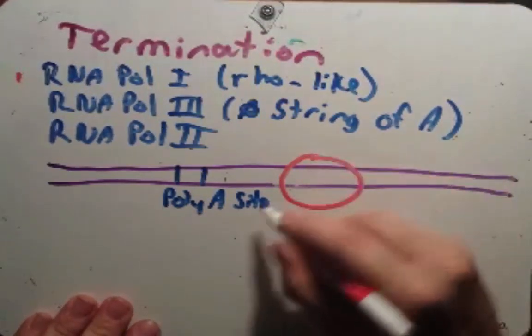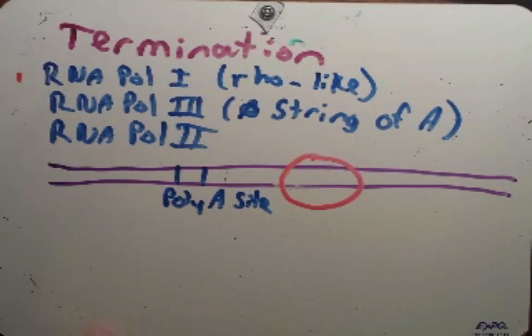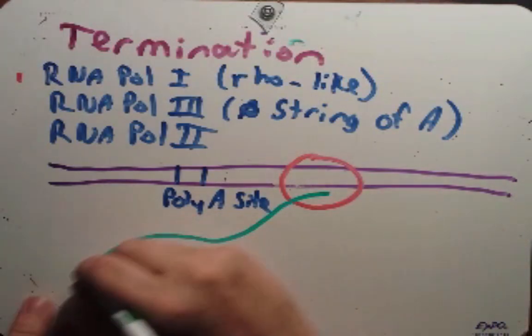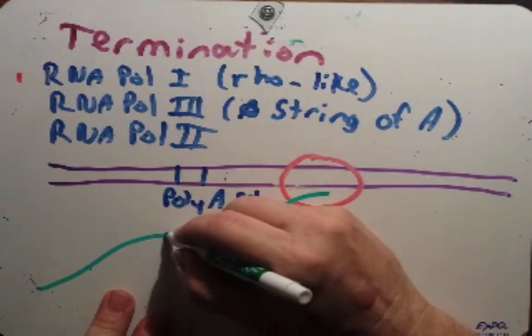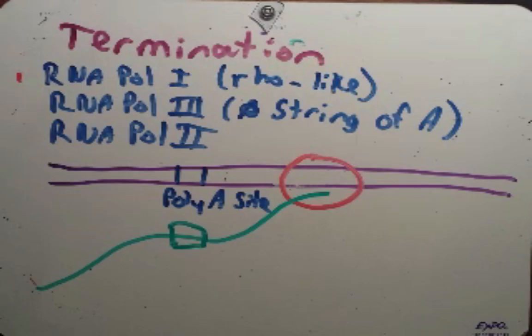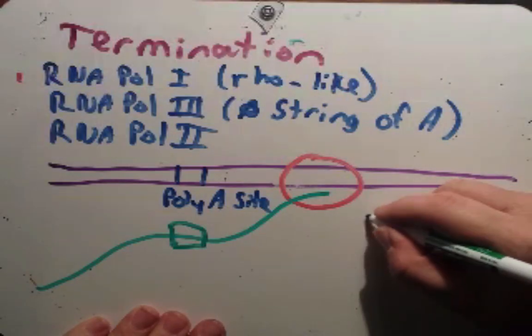So it keeps moving along. It passes this. The RNA that it's made now, like so, will have transcribed this poly A site, which is again very important for the life of the messenger RNA. But how does this fall off? Well, there are one of two models. The first model is called the allosteric model.